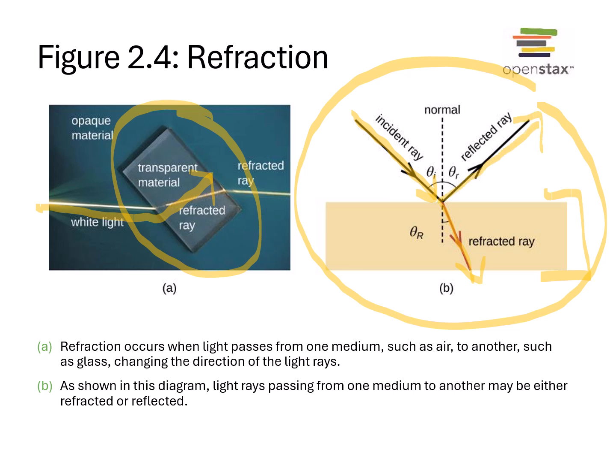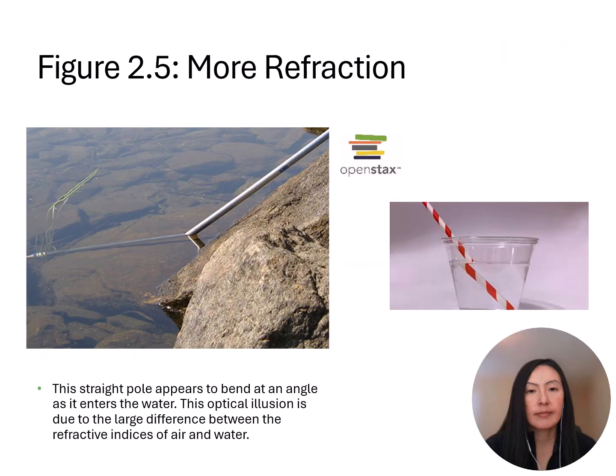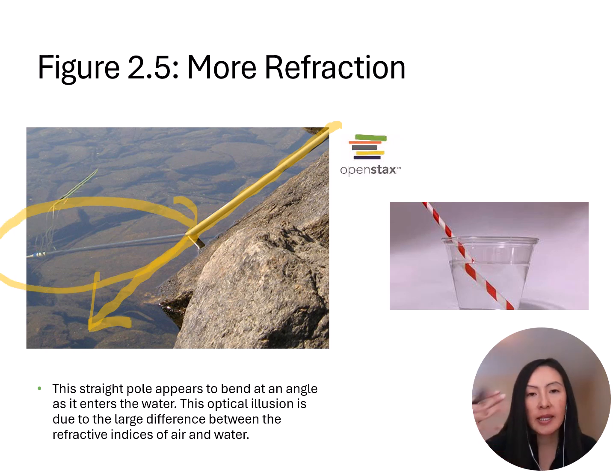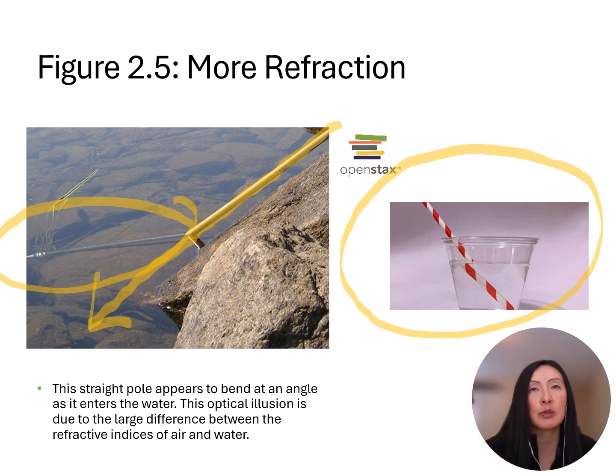And just for fun, what's always true is the incident ray angle is always equal to the angle of the reflected ray. Our book also gives us an example of this pole, and it's supposed to be a straight pole, but it appears to be bending through the water because of that difference in the refractive index of air versus water. And you might have seen this at home, either maybe at the swimming pool or if you're drinking water through a straw, right? It appears to bend as the light passes through the water.